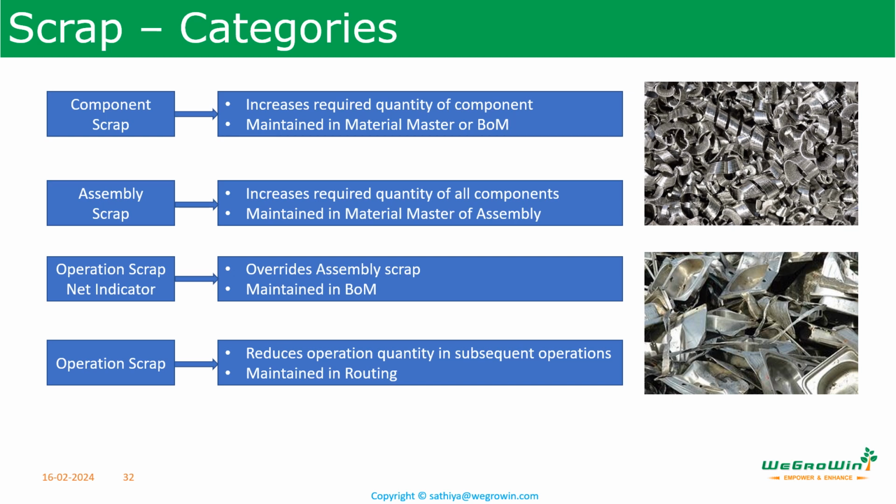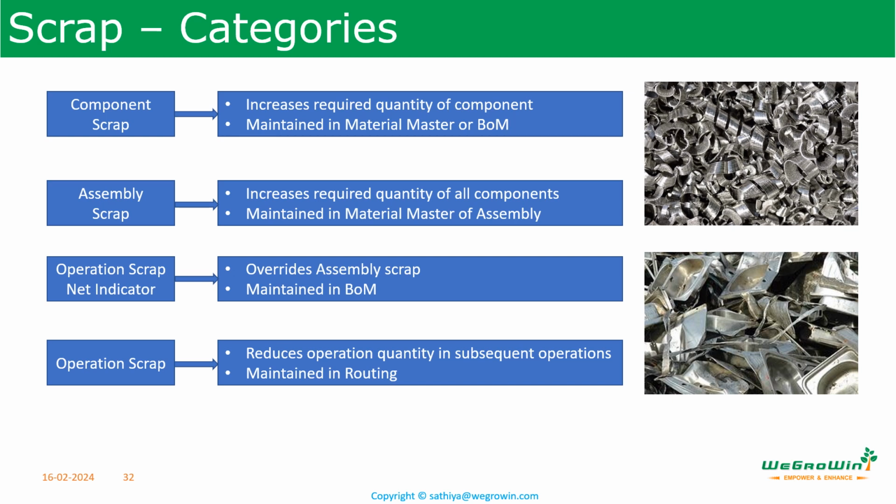So when you buy the material, for example, I want to process one rod. To get one rod, 1 kg is sufficient. But when I machine it, around 0.1 kg may come as scrap. So I have to buy 1.1 kg. That is component scrap. Next is assembly scrap. If I want to produce this product, if I produce 10 numbers, maybe one number will go as scrap. Then the assembly scrap is there.